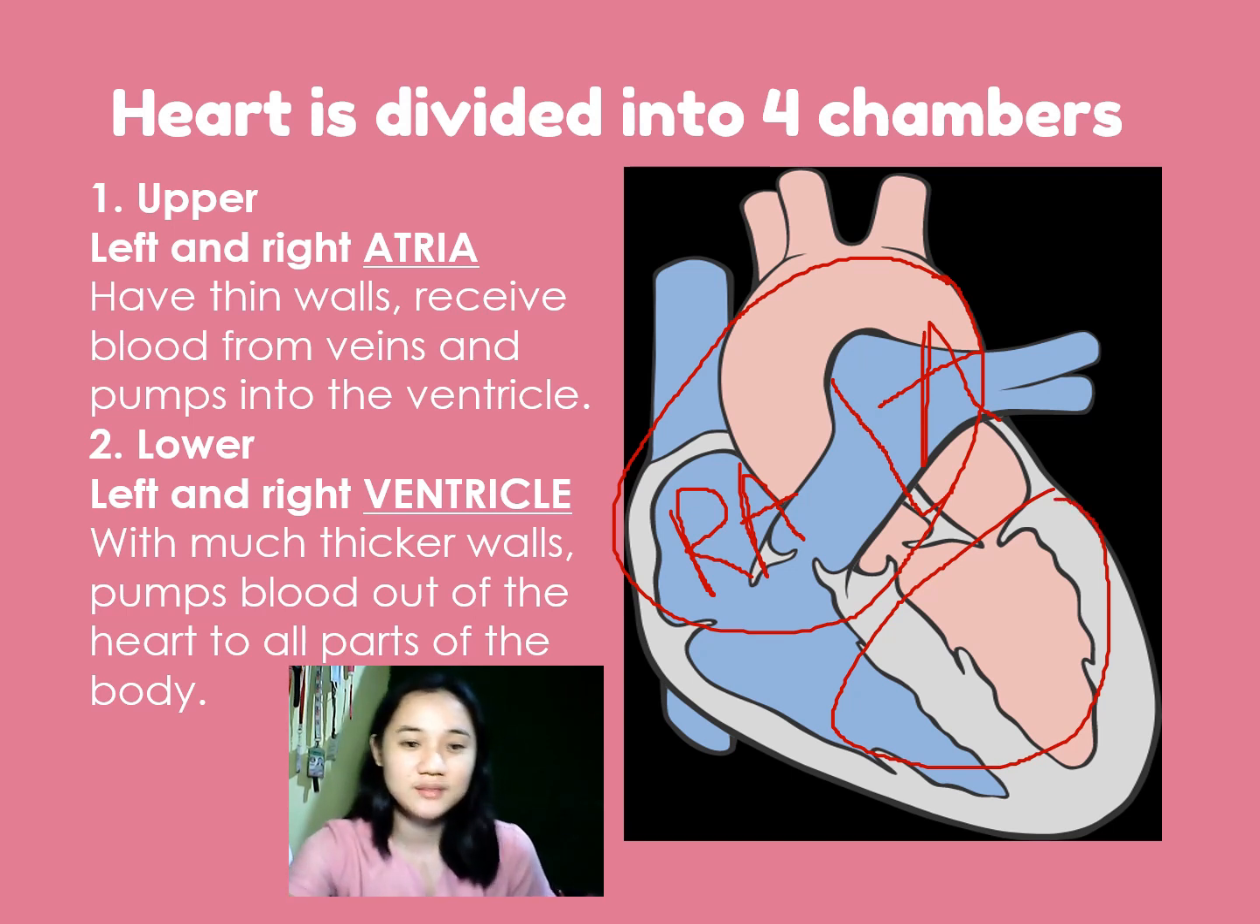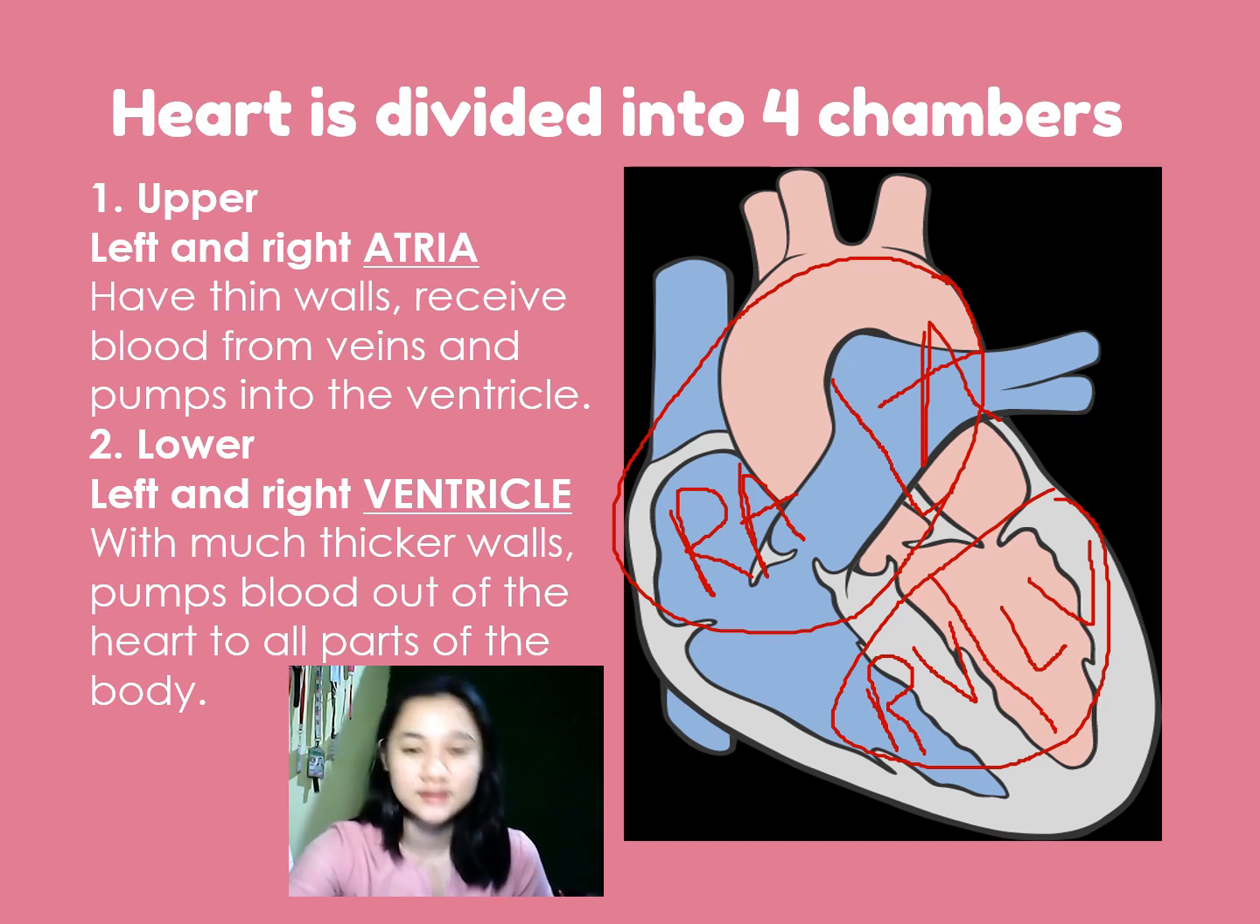The ventricles have thicker walls compared to the atria, because they need more force as they do the pumping. They push the blood upward, which is why their walls are thick. This one is the right ventricle, RV, and this is the left ventricle. The right atrium receives blood from the different parts of the body, as does the right ventricle, while the left atrium receives blood from the lungs, as does the left ventricle.